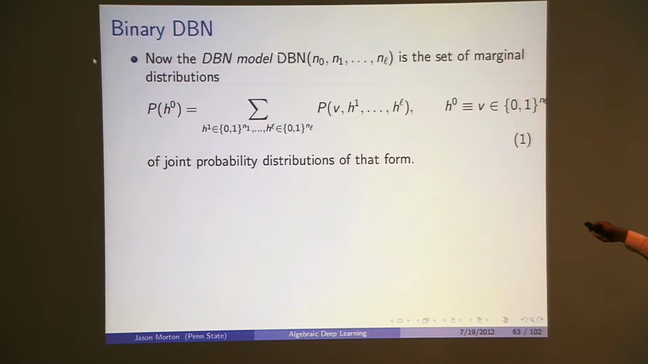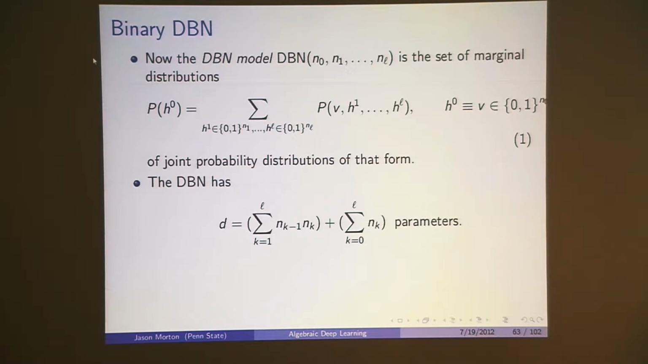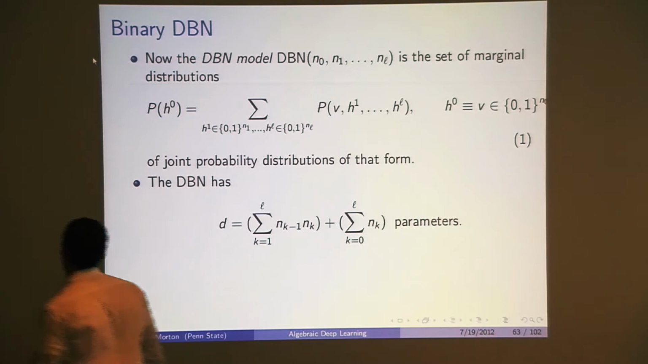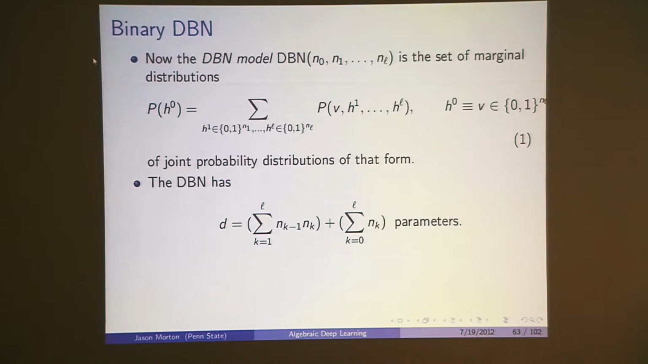And then the deep belief network model, which is again specified completely by this tuple, is just the marginal of that, where I sum over all of the top nodes, everything except the visible layer. And it has a lot of parameters, right? Sometimes millions of parameters in practice.